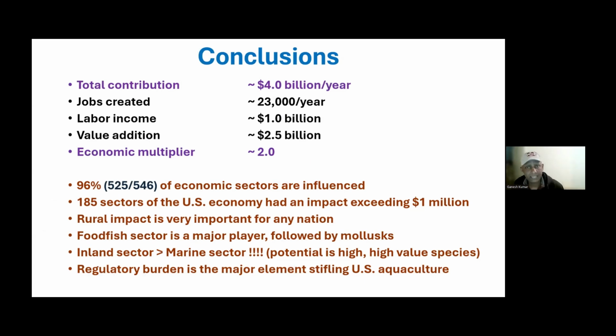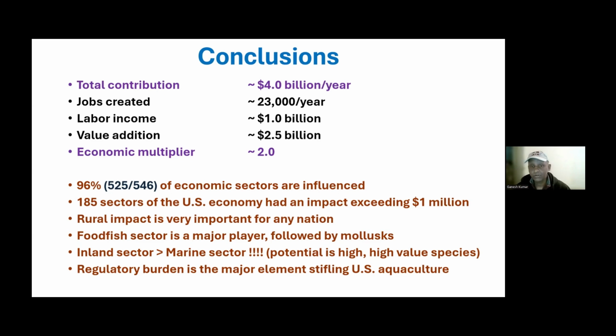So in conclusion, I just wanted to put together in one particular slide, the total economic contribution of aquaculture farms in the United States is close to about $4 billion. It generates about 23,000 jobs annually. The labor income is close to about $1 billion, and the value addition is about $2.5 billion. The economic multiplier is about 2. That means every dollar that is generated replicates another dollar within the economy.